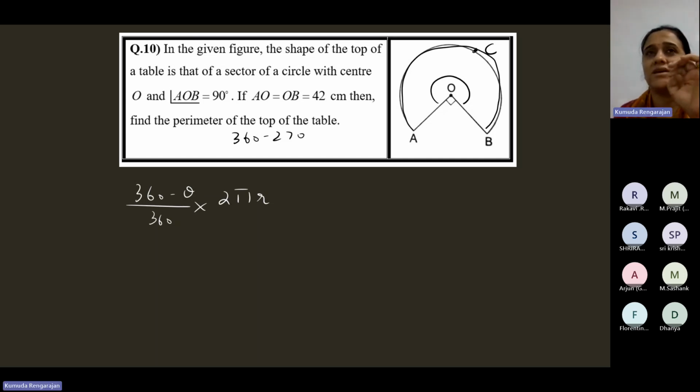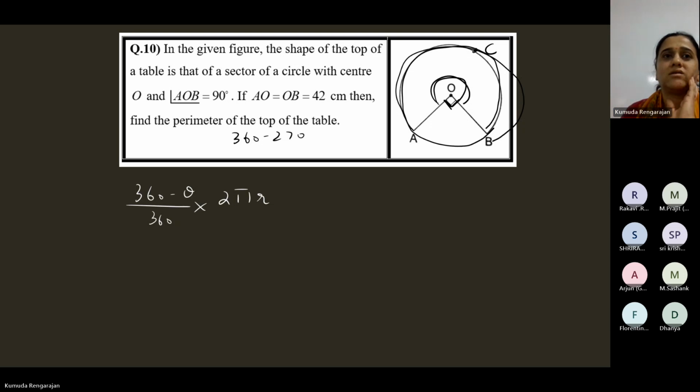See, the angle is, you should take the corresponding angle. Now you want to find the length of the arc ACB, right? So what is the angle in that sector? 270. So 270 by 360. If you want to find the length of this arc, what is the angle in that sector? 90. 90 by 360 into 2 pi r.